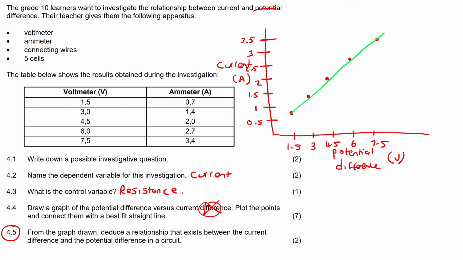Now, this one says, from the graph drawn, deduce a relationship that exists between current and potential difference. So look at this. We can see that as the potential difference increases, then the current increases. So as you increase the one, you increase the other.